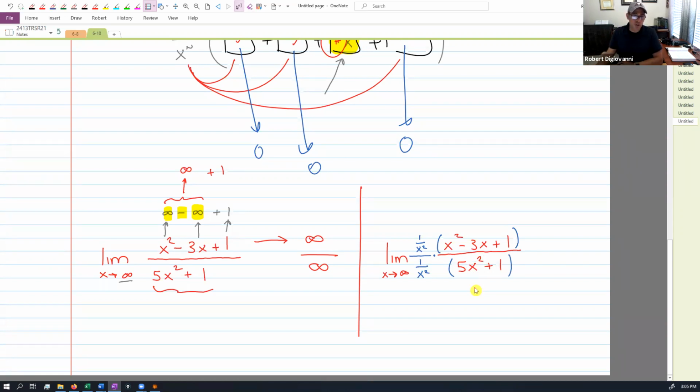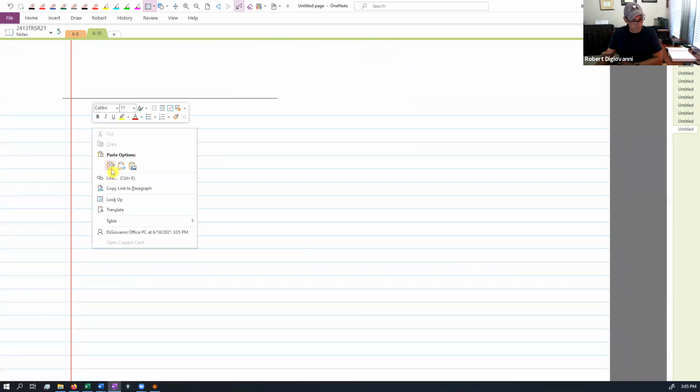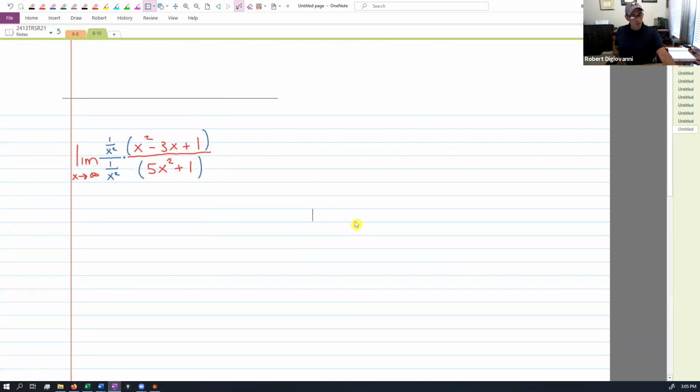And this should get it for us. All right, this should. I'm going to move this. I'm out of space, so I'm going to have to go to the next page here. So we want to distribute here, here, here, here, here. Limit x goes to infinity. Okay, I'm going to go quickly through this.